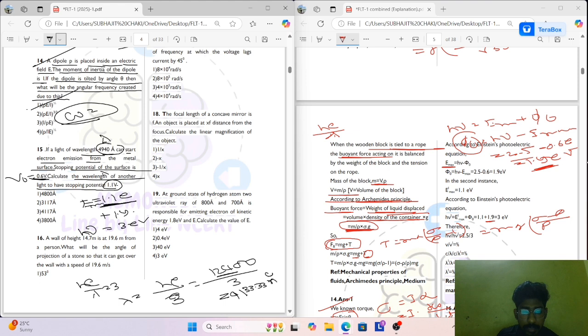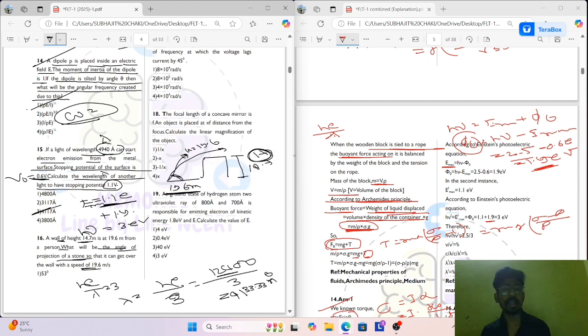In projectile motion, first of all, half of the range, R by 2, is given as 19.6, and you also get the height h. You know the formula h equals u square sine square theta by 2g, and the formula of R by 2 will be equal to u square sine 2 theta by 2g. From both of these you can calculate.